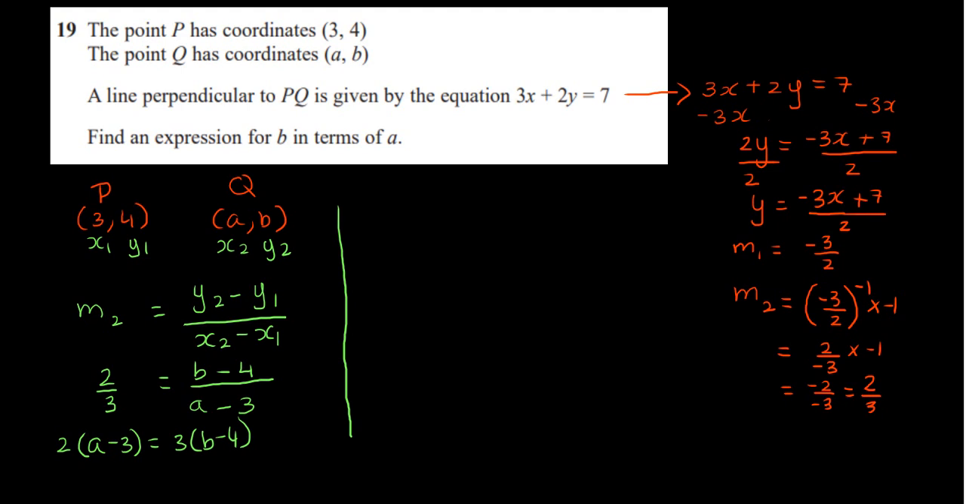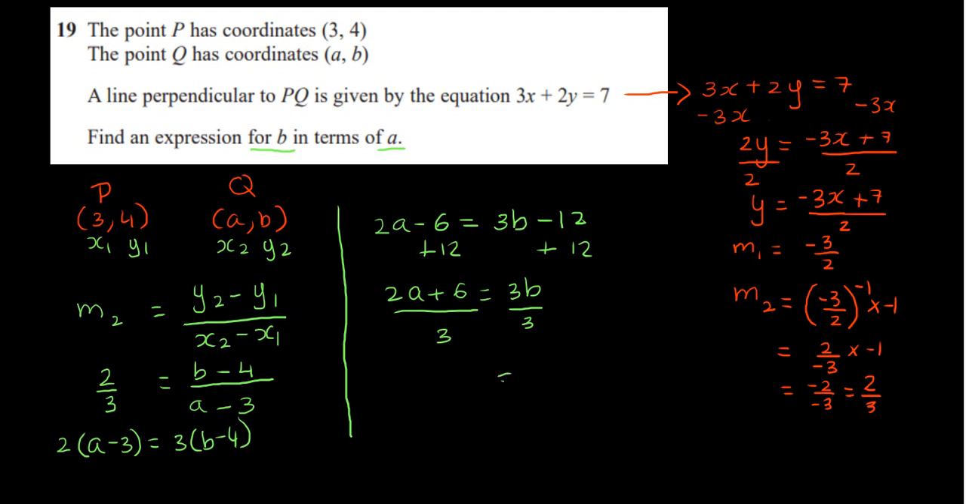So 2a minus 6, when I expand that, is equal to 3b minus 12. It says find an expression for b in terms of a, so I need to make b the subject. I need to add 12 both sides. That's 2a plus 6 is equal to 3b. Now I divide both sides by 3. So b equals 2a plus 6 over 3.